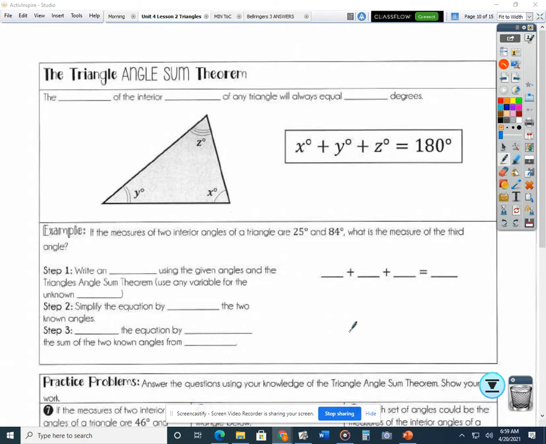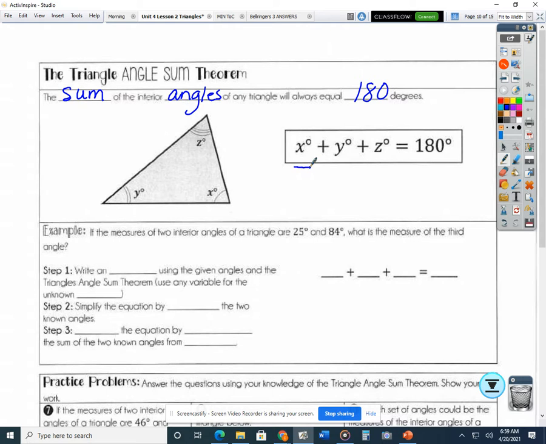The triangle angle sum theorem is another set of rules that apply to all triangles. This one is dealing with the angles within that triangle. And our theorem tells us that the sum of the interior angles of any triangle will always equal 180 degrees.